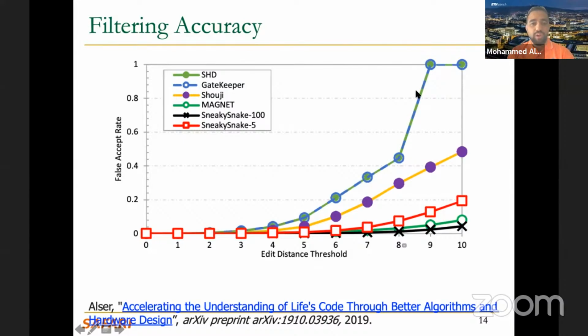The dark green over here is SSD, and Gatekeeper overlaps with that. You can see, for example, Gatekeeper at edit distance threshold 9 or 10, they don't reject anything. So they accept basically everything, so they have a false accept rate of 100%. And Shouji is somewhere in the middle. But they still all perform very well up to 5%, which is the typically used edit distance threshold. So we normally use somewhere around 5% of the sequence length.